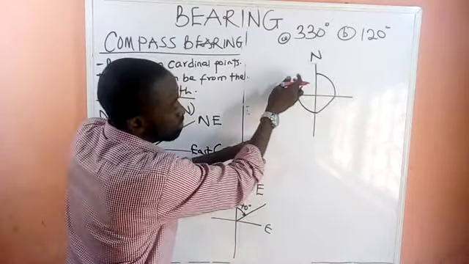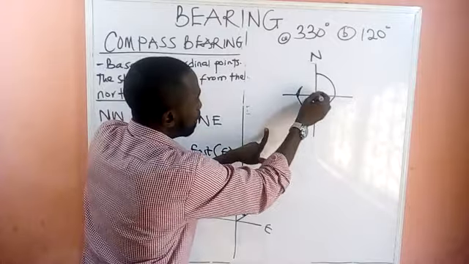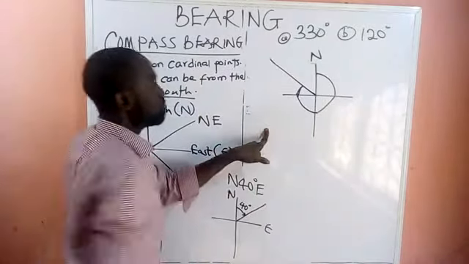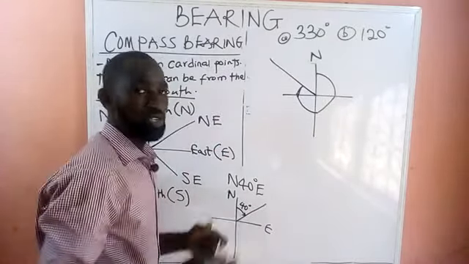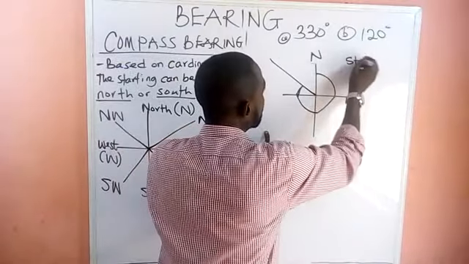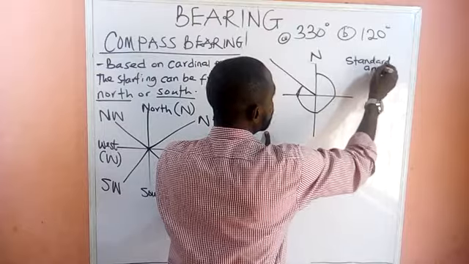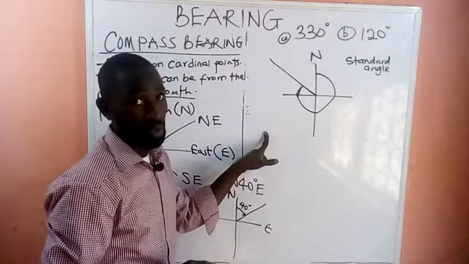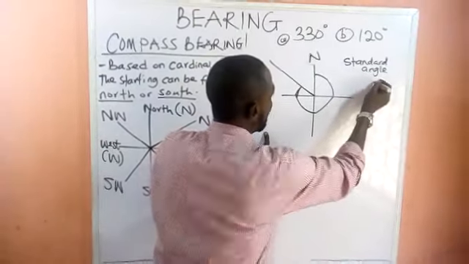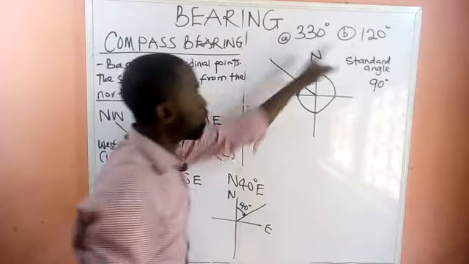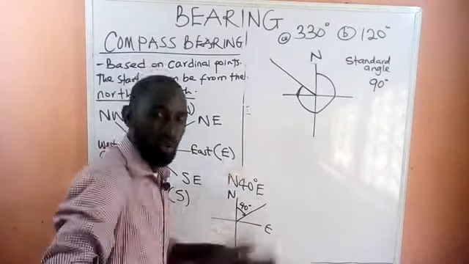90, 90. So our 330 must be found between what? In this place. So look at this. Let us draw our diagram. This is our diagram. So let us do the analysis of what we call standard angle. Once you know this one, then you can solve any question under bearing. So we assume our standard angle is 90.